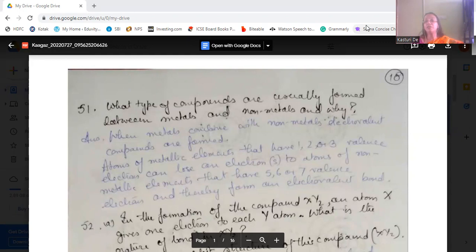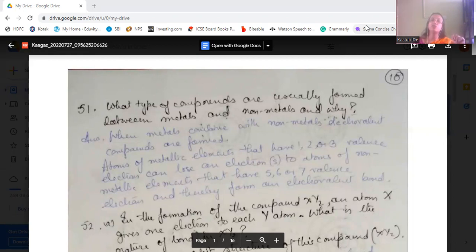Atoms of metallic elements, which have 1, 2, or 3 valence electrons, will lose an electron or electrons to the atoms of non-metallic elements which have 5, 6, or 7 valence electrons, and thereby they form an electrovalent bond. Thus, the compound that is formed is known as an electrovalent compound between the metals and the non-metals.